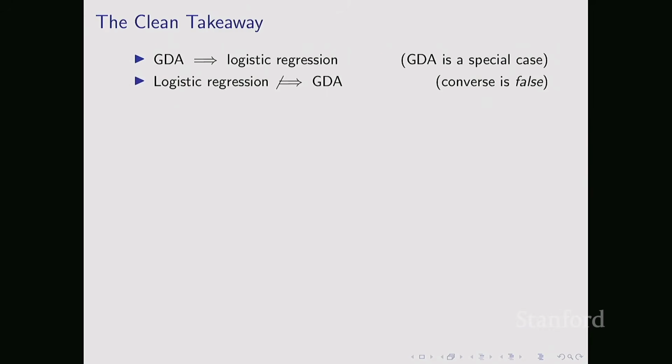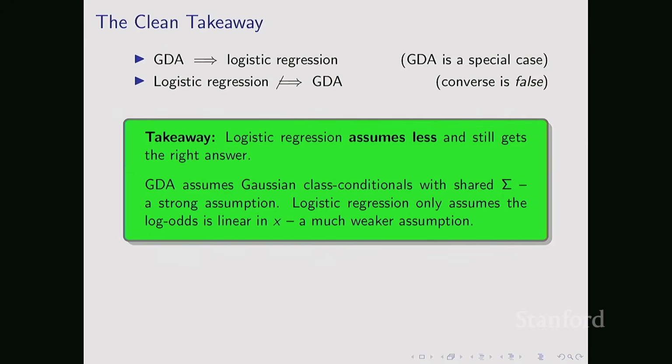Cool. All right. It's also, by the way, not true in the other direction. Logistic regression does not mean it's GDA. They are not equivalent models. GDA is making more assumptions. There are some decision surfaces that GDA won't be able to recognize. And the takeaway is logistic regression assumes less and still gets the right answer for these kinds of problems.